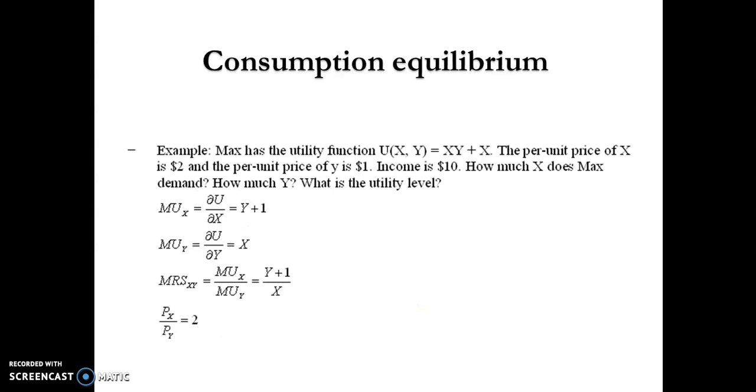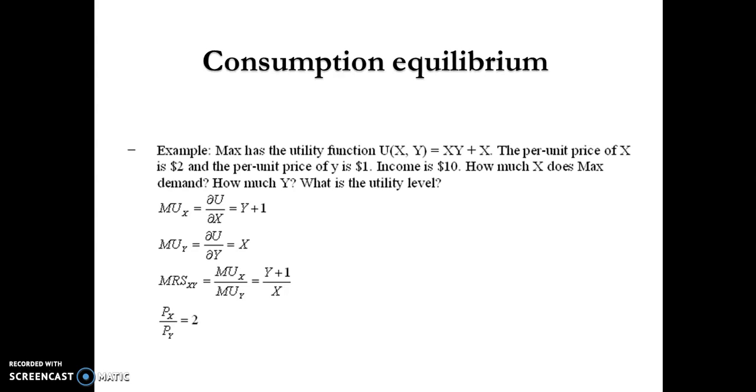Here's another example. Max has the utility function xy plus x, and the per unit price of x is $2 and the per unit price of y is $1. His income is $10. So how much x does Max demand and how much y, and what is the utility level? So follow the same process as you did in the previous example.